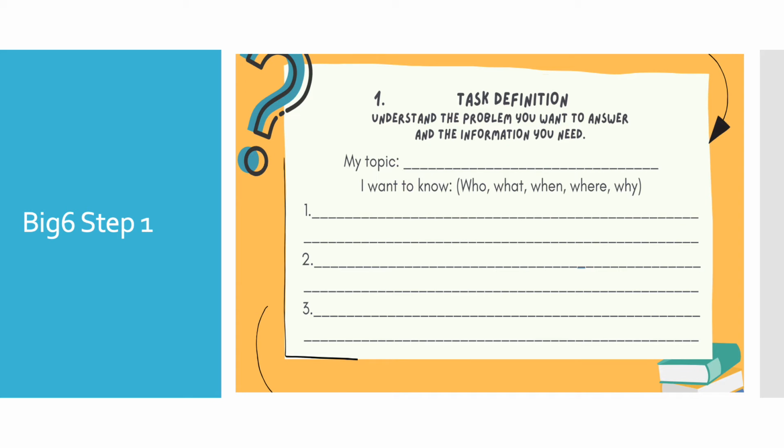Step 1, task definition. Understand the problem you want to answer and the information you need. So on the worksheet, I want you to write your topic. What subject are you going to be researching? Then I want you to create 3 questions about what you want to know. Think about who, what, when, where, and why.